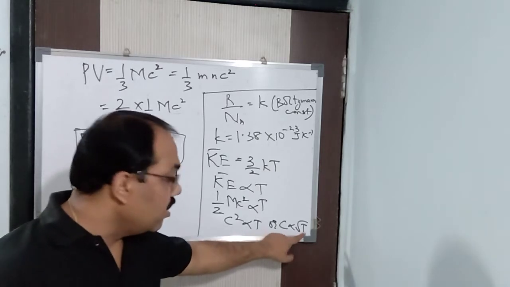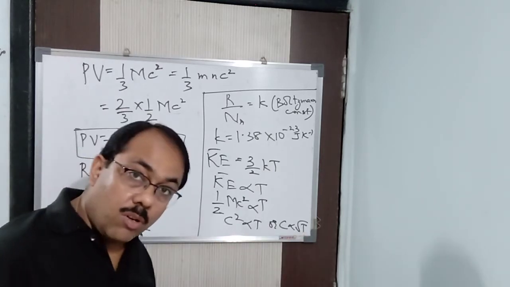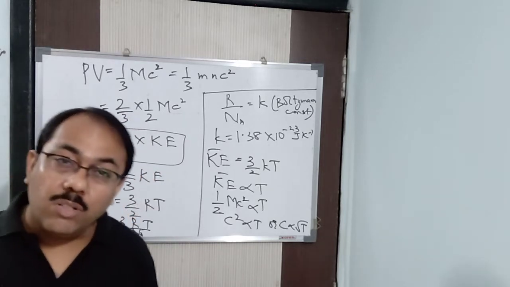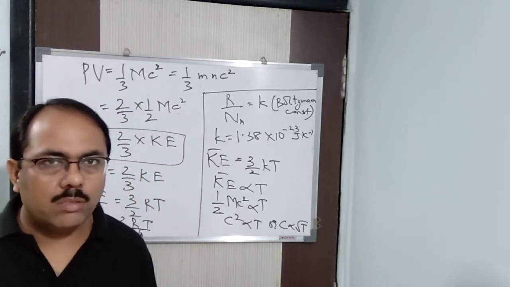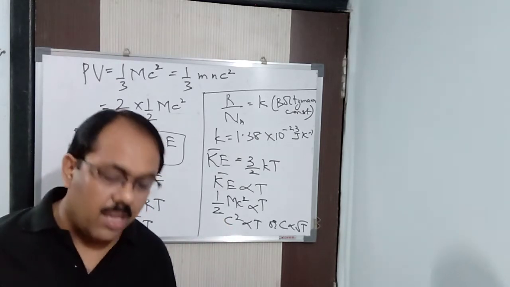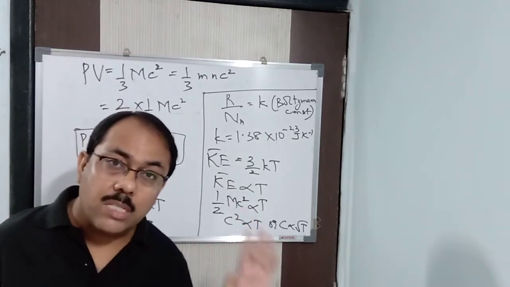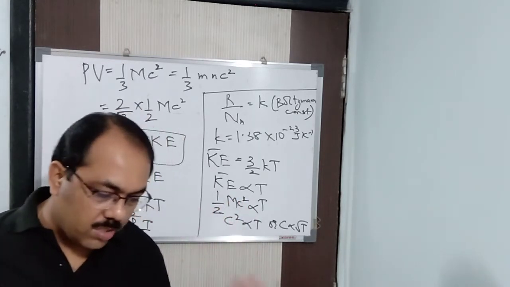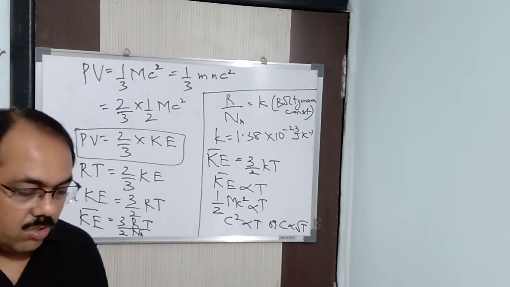So if T is 0, then c also will be 0. When T is 0, what did I say? Absolute temperature is that particular temperature, the lowest attainable temperature attained by a gas, where the molecular motion ceases to be 0. So when T is 0, c is also equal to 0.